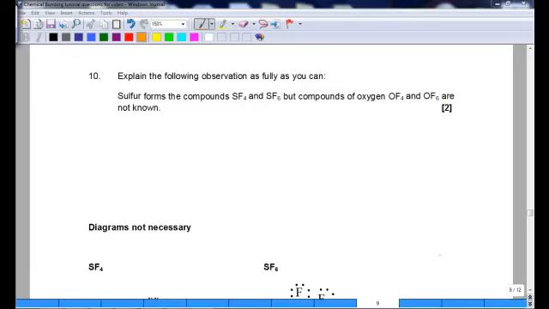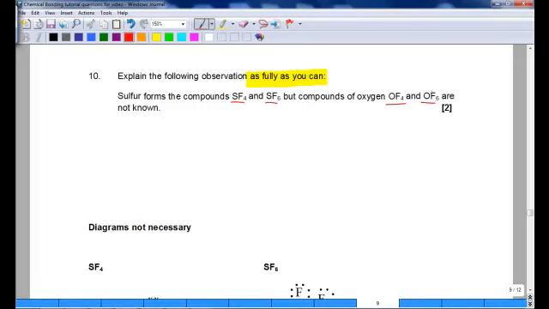Okay, for question 10, let's take a look at the question. They say explain the following observation as fully as you can. Again, they didn't tell us what they want for our answers, so we have to know it ourselves. Okay, how do we do it? Well, we'll go step by step. They say sulfur forms the compounds SF4 and SF6, but compounds of oxygen OF4 and OF6 are not known.